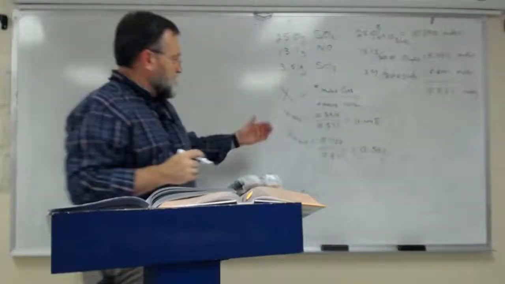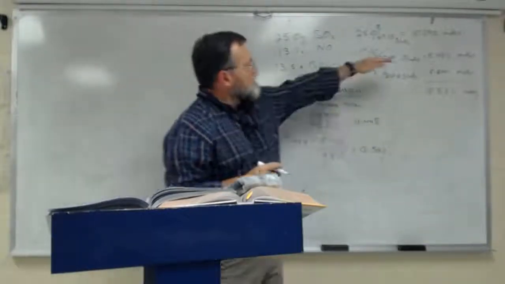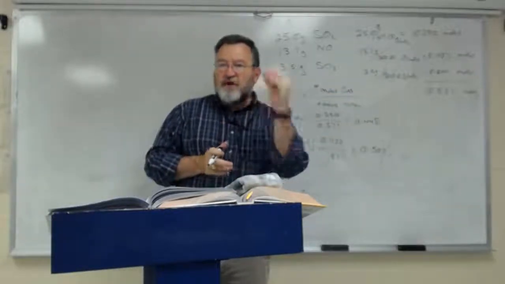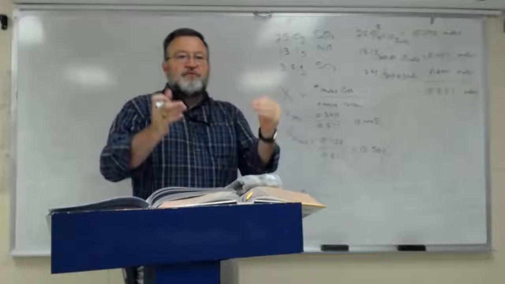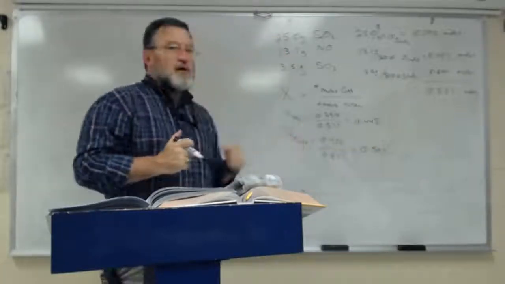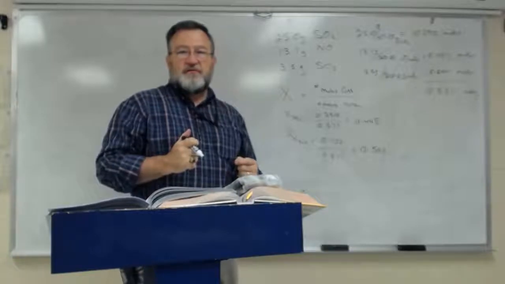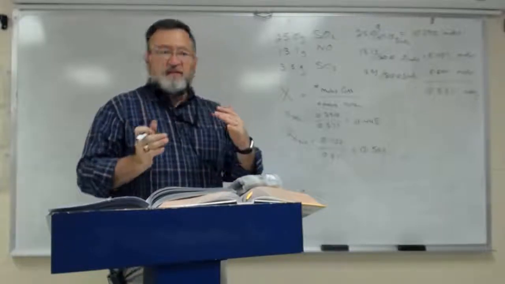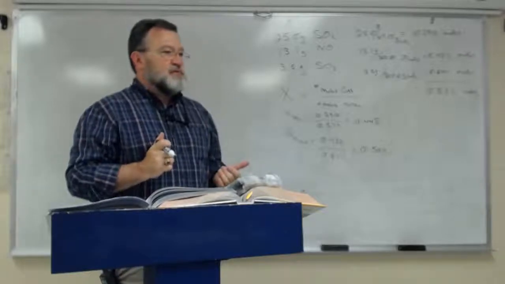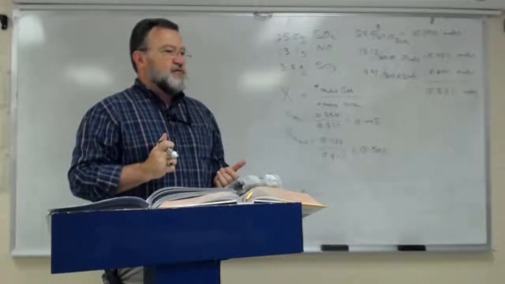Okay, so the number of moles of nitrogen monoxide divided by the total number of moles. So by count, the number of molecules, for every 1,000 molecules, 502 of them are going to be nitrogen monoxide. Another way of saying that, 50.2% of the molecules are nitrogen monoxide.